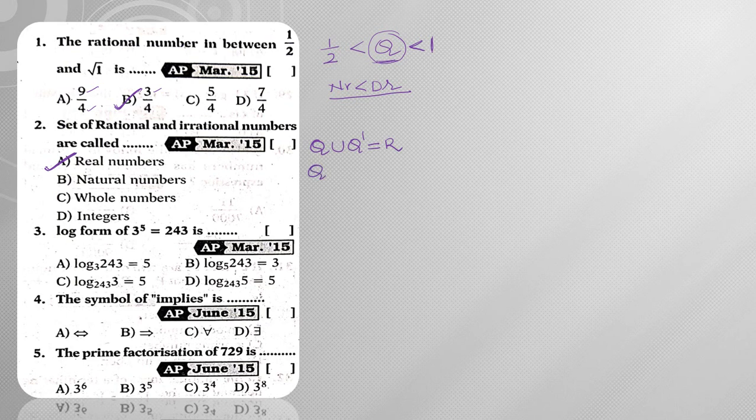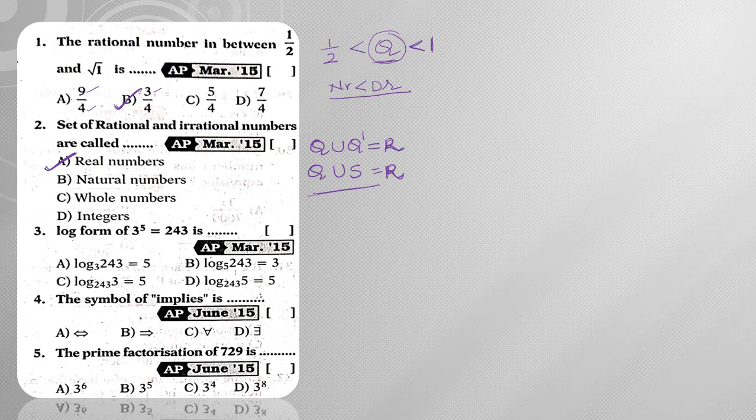Or the same question can be asked in this manner also: Q union S. Q union S is equal to R again. Here R is nothing but the set of real numbers. In this particular way also the same question can be asked. Next, moving on to question number 3.